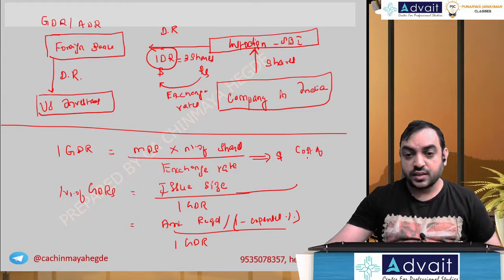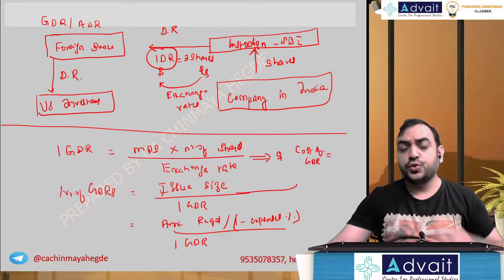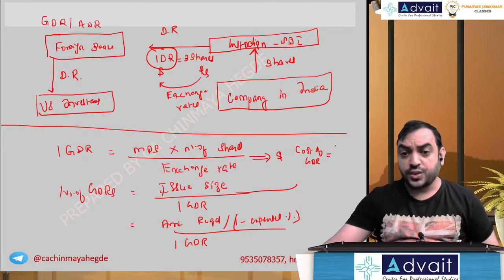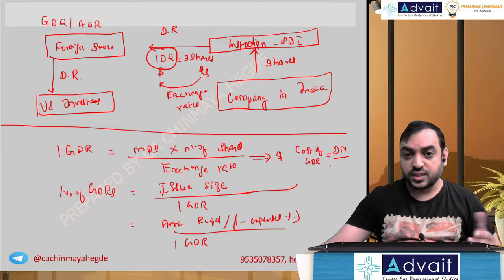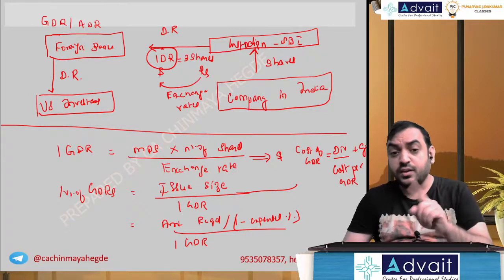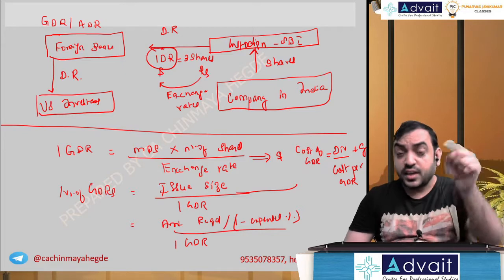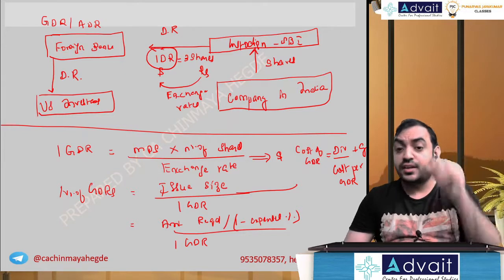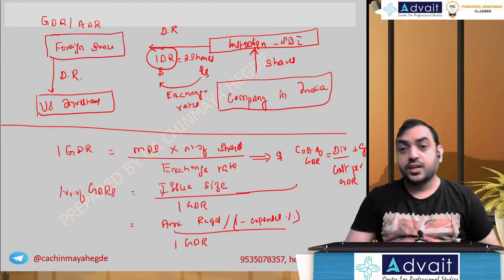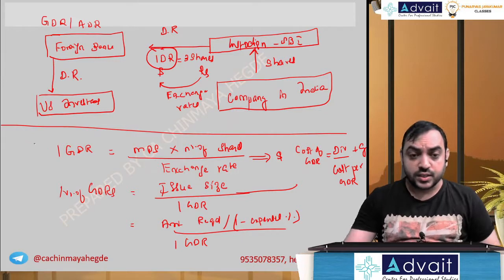For the cost of GDR, you should use the dividend discount model, which means the dividend at the end of the year divided by the cost per GDR, plus the growth rate. Also remember, you should take the dividend per share times the number of shares, divided by the exchange rate, because this has to be expressed in dollar terms.